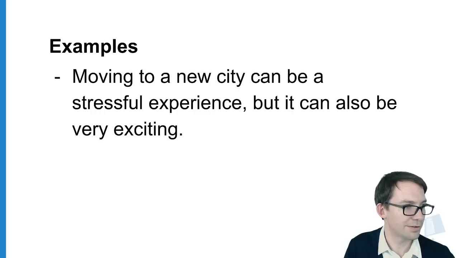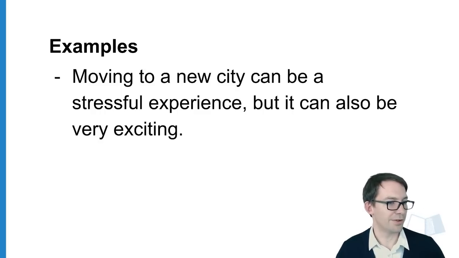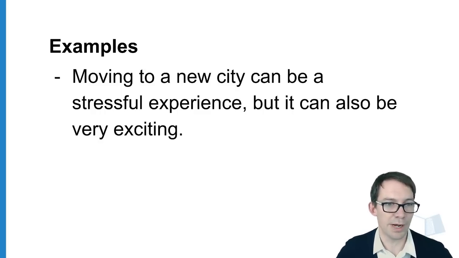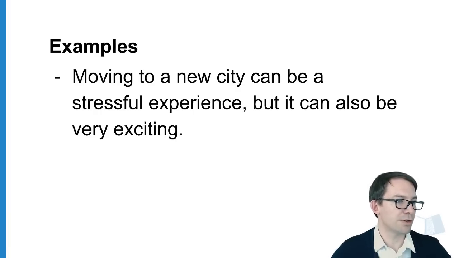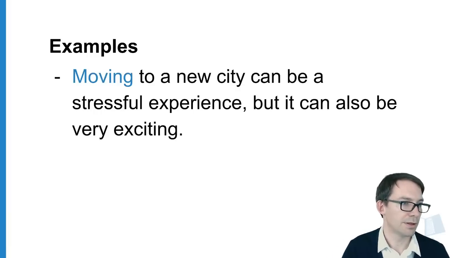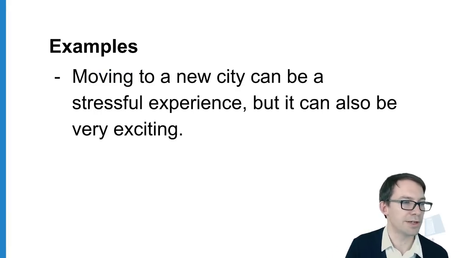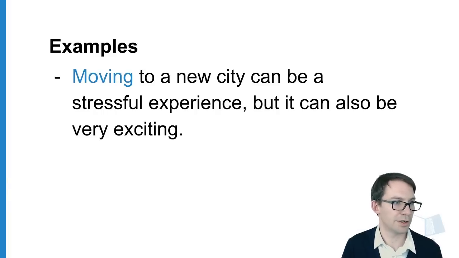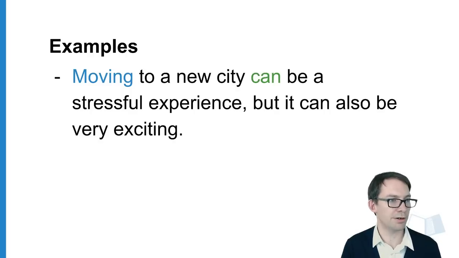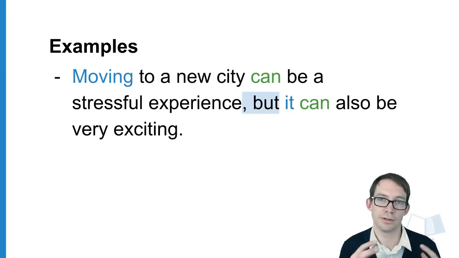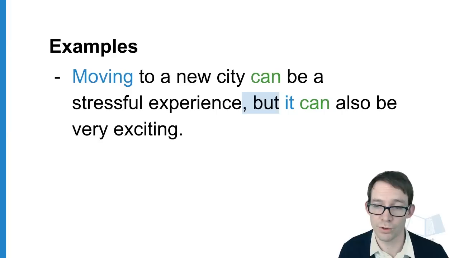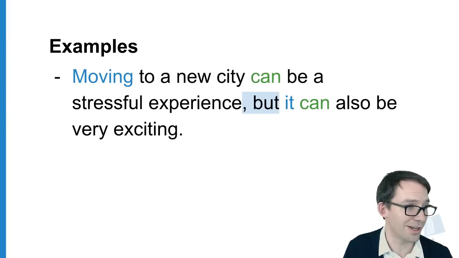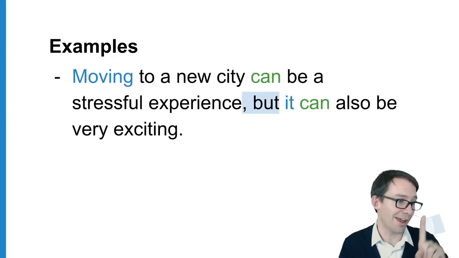And another example, obviously very common, is but. Moving to a new city can be a stressful experience, but it can be very exciting. So again, the basic idea of a compound sentence is a subject and a verb over here, a subject and a verb over here, and you've got that conjunction in the middle, combining the two to make one smooth, nice sentence. Okay, so that's option number 1, or letter A, I should say.